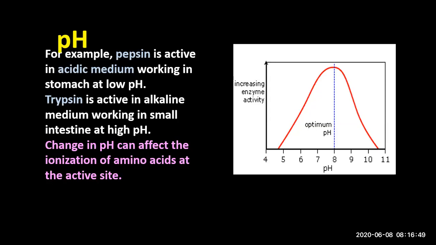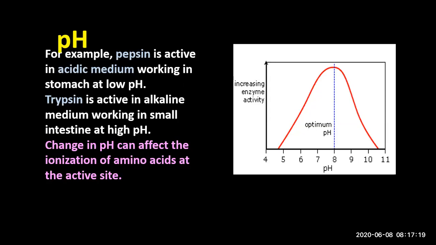So I must tell you here that we know that in stomach we have acidic media, but you might not have heard that in small intestine the medium is basic. So trypsin shows best performance at pH 8. Trypsin is active in small intestine at pH 8, digesting protein there.